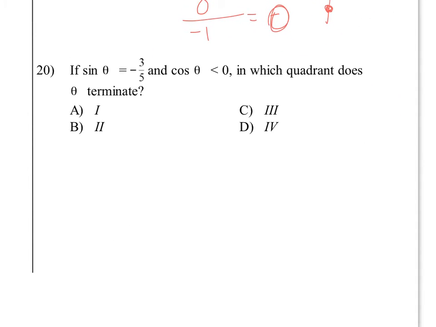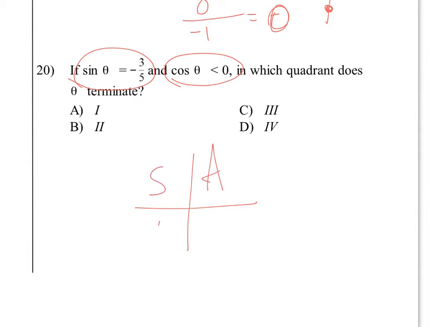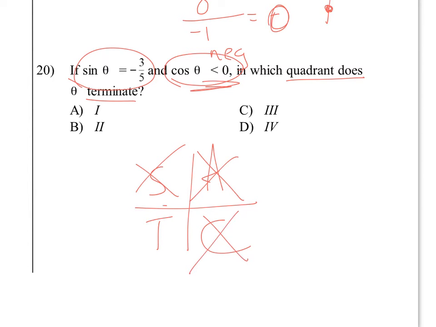Okay. So when they're asking what quadrant does the angle terminate, all you really have to look at is whether those are positive or negative. So we just look at our ASTC. We don't really care about what the value of the angles are. Sine is negative, and sine is positive up here, so we get rid of those. And cosine is also negative. Remember, less than 0 means negative. So it couldn't be there either. It's got to be in quadrant 3.